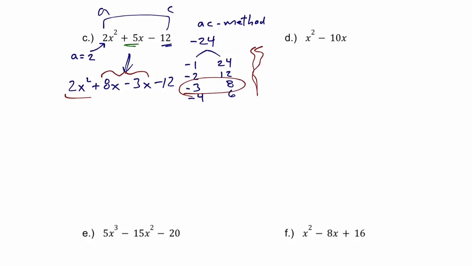And now I'm going to use a technique called factoring by grouping. I can factor out a positive 2x from the first two terms.